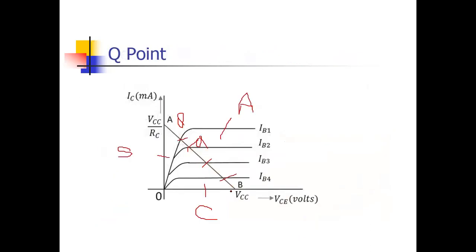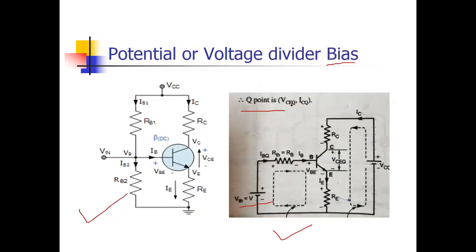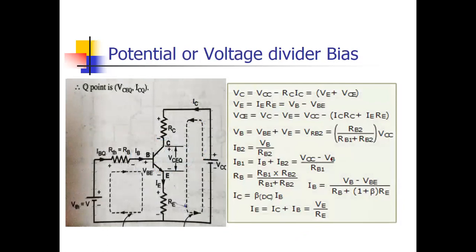Intersection of this IC and output characteristics and load line. It means if you want to know the value of this Q point, at this Q point, what is the current and what is the voltage? In short, IC and VCE. If you want to calculate the Q point, we have to calculate the value of IC and VCE. If you remember how to calculate IC and VCE, you just have to apply KVL, one KVL at the input side and another KVL at the output side.